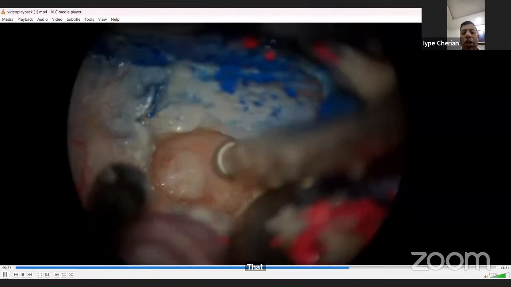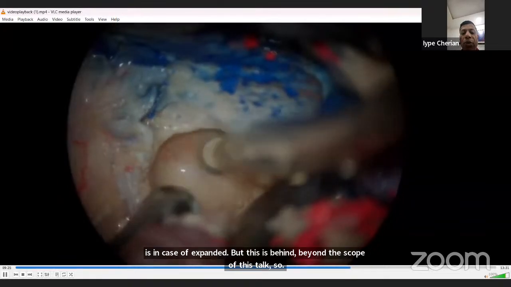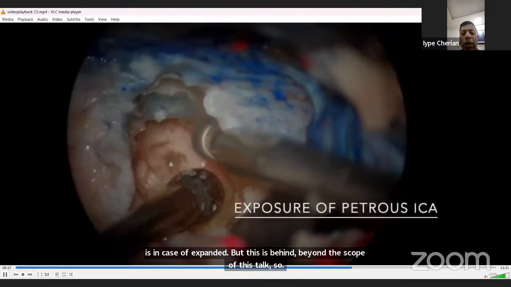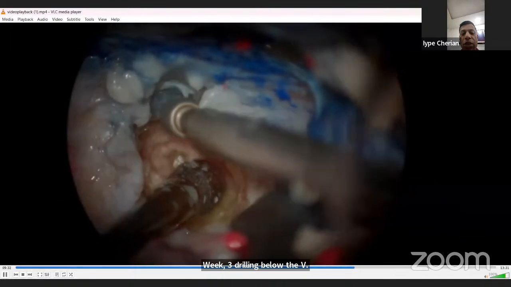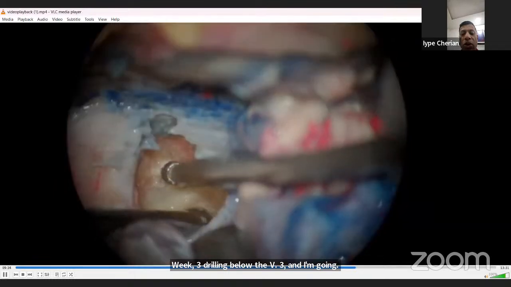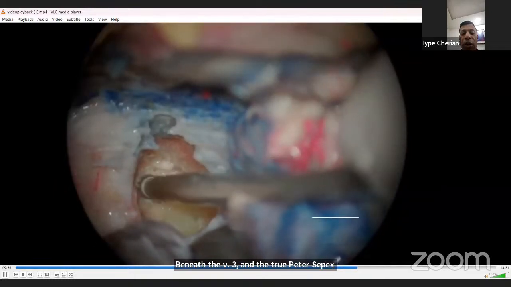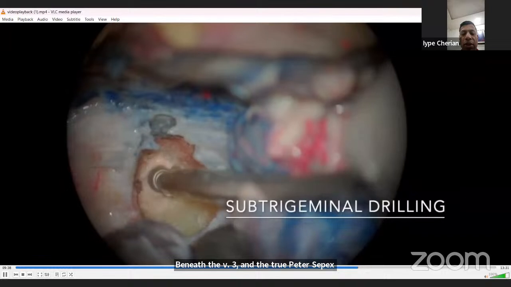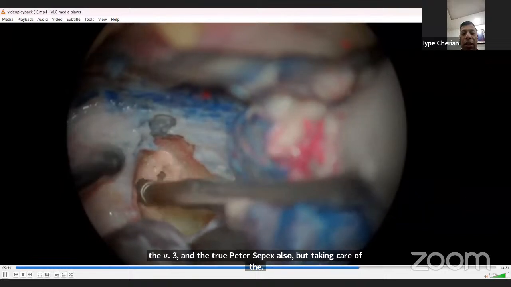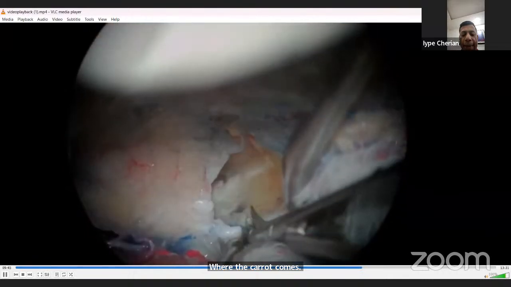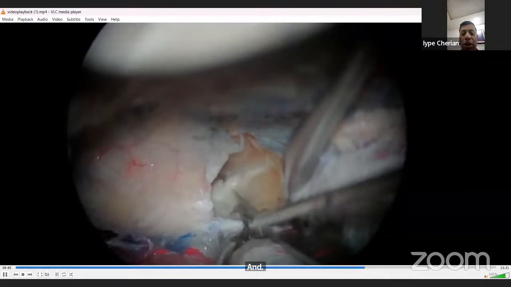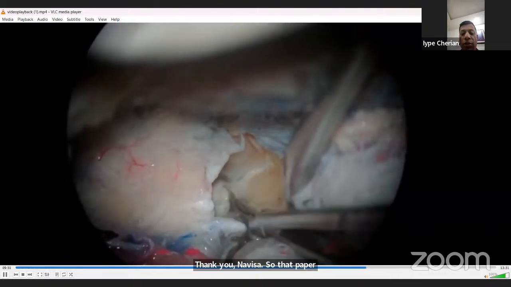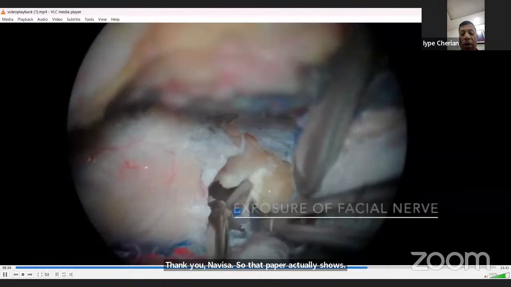So I'm doing a sub-V3 drilling below the V3, and I'm going beneath the V3 and drilling the true Petrous apex also, taking care of where the carotid comes. Thank you, Nargisa. So that paper actually shows the unlockings of the brain.